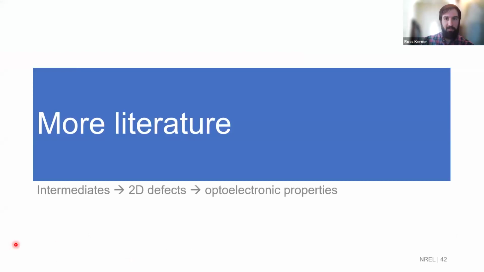And the second speculative, forward-looking question is, if our intermediates have a high propensity to form phase-sharing twinning boundaries, then are these the origin of 2D defects in perovskites? And then what effect might that have on the optoelectronic properties?